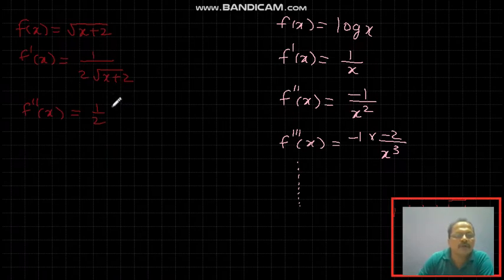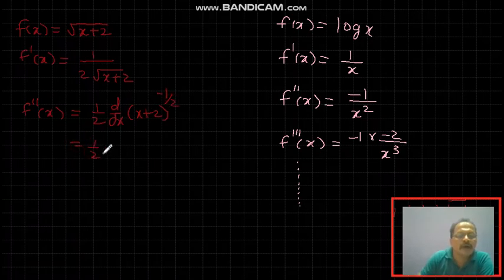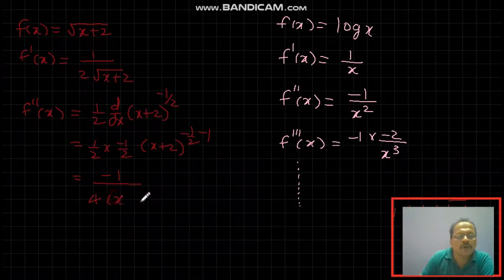or you may think of derivative of x plus 2 raised to minus half. Its derivative is half into minus half into x plus 2 raised to minus half minus 1, that is minus 1 upon 4 into x plus 2 raised to 3 by 2.